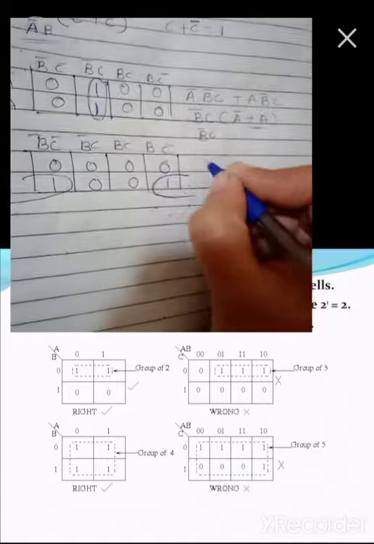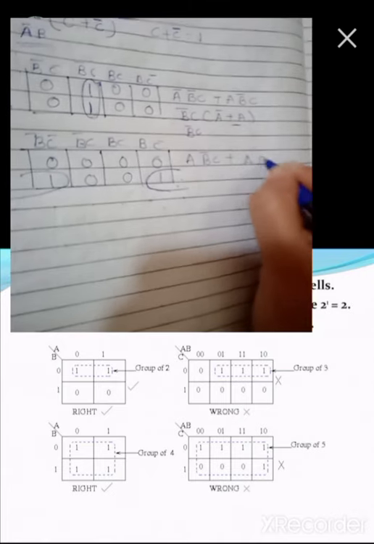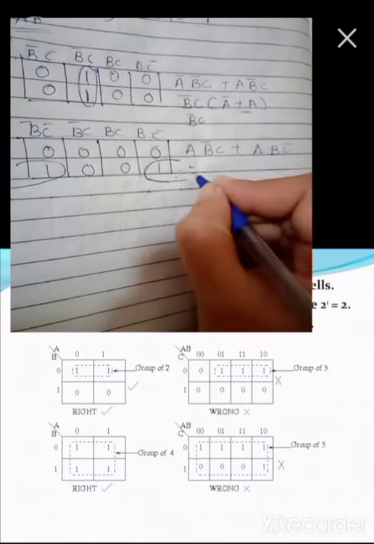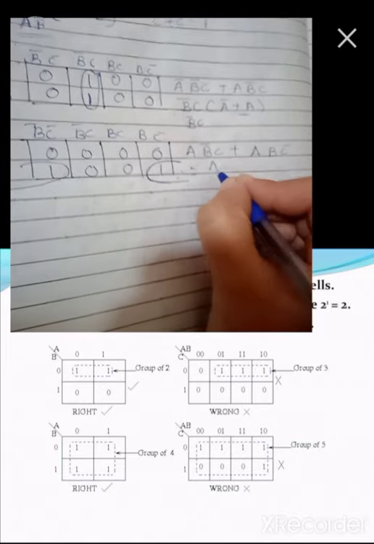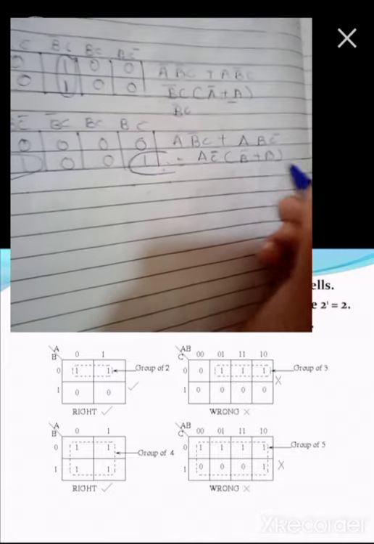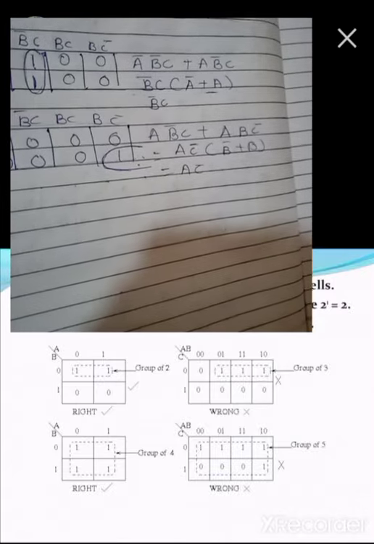Now for this one the equation is A, B bar, C, and for this one A, B, C bar. Now the common variables are A, C bar. So in bracket B bar plus B will remain. So your answer will be A, C bar. Then we'll see the next example.